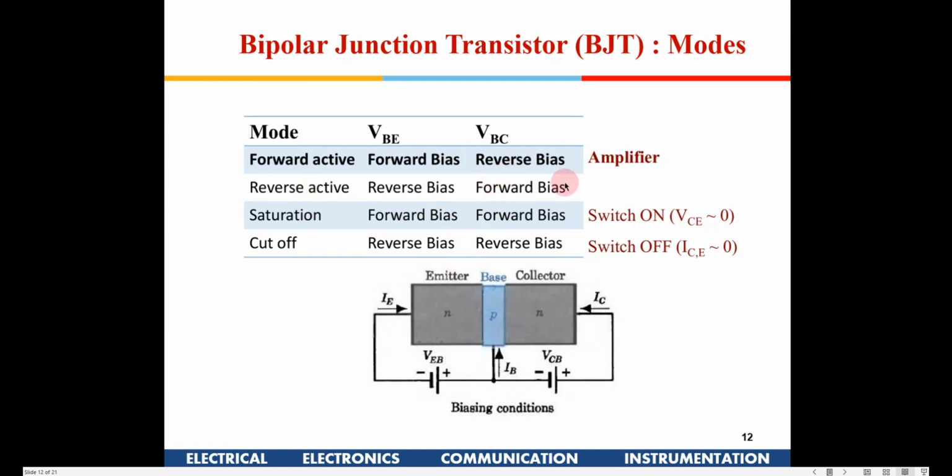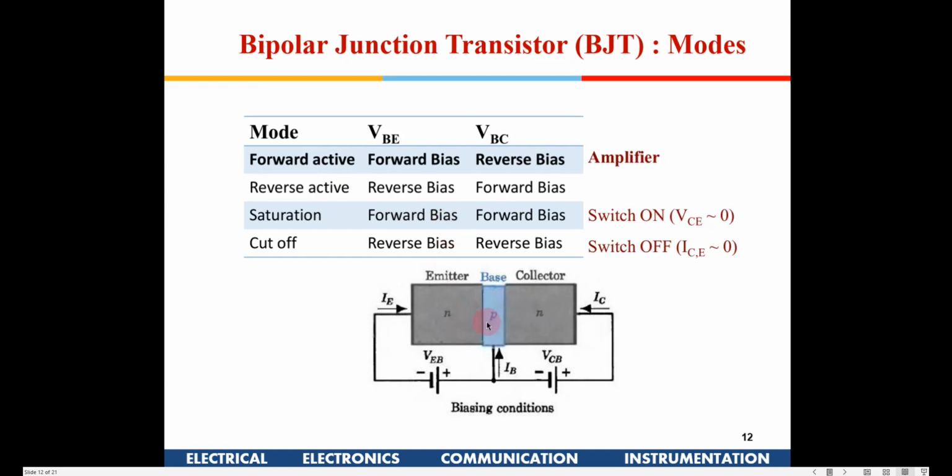So there are several modes of operation of BJT. The one which we discussed till now is forward active mode. That means VBE, this junction is going to be forward biased and this is going to be reverse biased. This is known as forward reverse bias. This is the condition required for amplification and is most commonly used. If both the junctions are reverse biased, it is known as reverse active. If this junction is reverse biased and this is forward biased, it is known as reverse active, which we generally don't use.